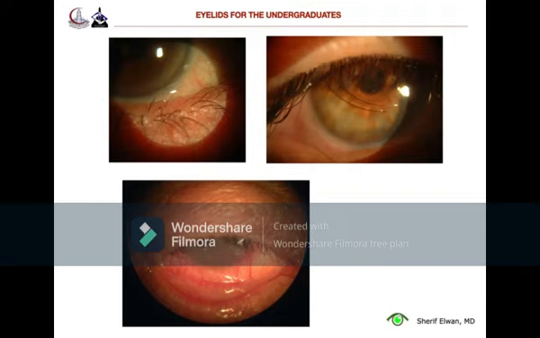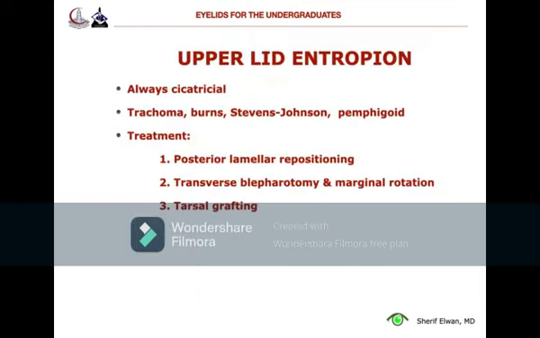These are three photographs. Up and to the left, some lashes are maldirected inwards, but not rubbing against the eye. Up and to the right, two lashes maldirected and rubbing against the cornea, and the lower photo where the upper lid is maldirected inwards. Upper lid entropion is always cicatricial, and as understandable, this cicatrization occurs in the conjunctiva.